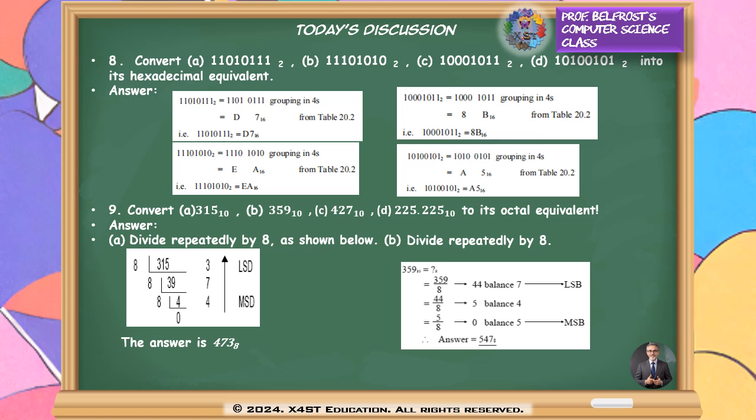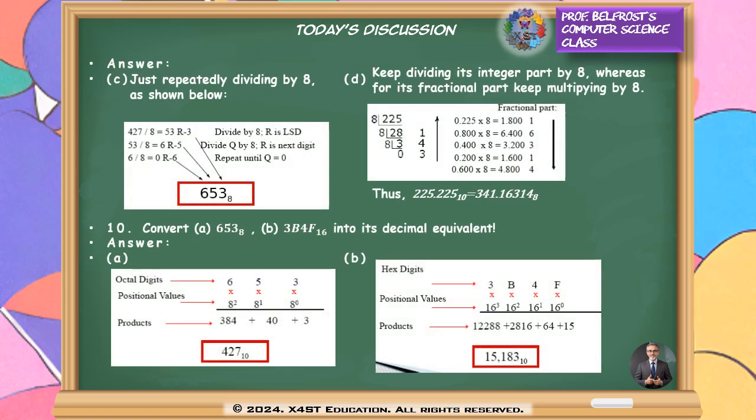Number 9, problem 9. Convert this into its octal equivalent. This is also easy. You just need to keep dividing by 8. And then you read from the bottommost to the topmost to create the representation in the octal equivalent, as shown in the slide. A, B, C, and D. The next problem is to convert these two into their decimal equivalent.